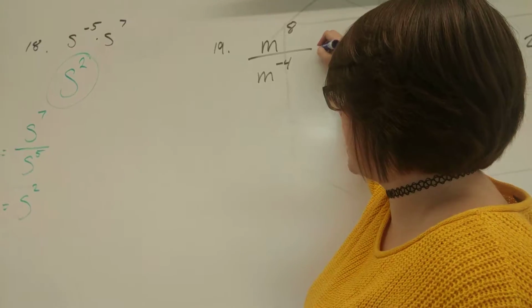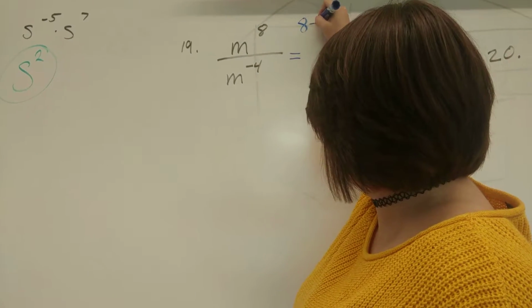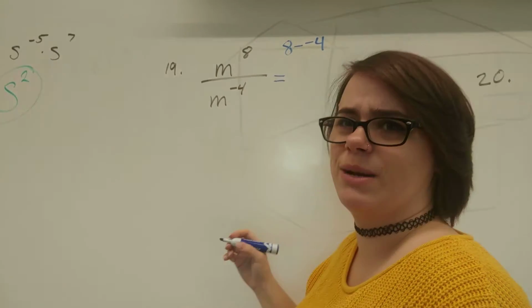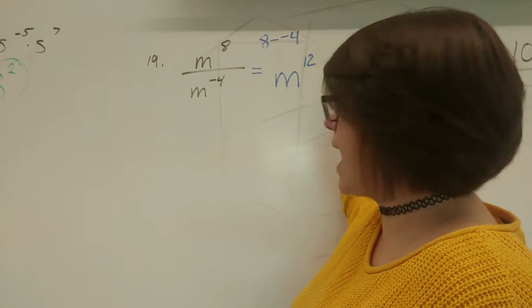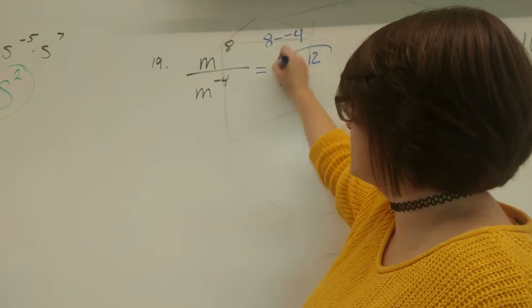Yeah, subtraction. So it's 8 minus -4. Can someone raise your hand and tell me what that is? Daisy? Is it happy, Daisy? Yes. So that's my answer.